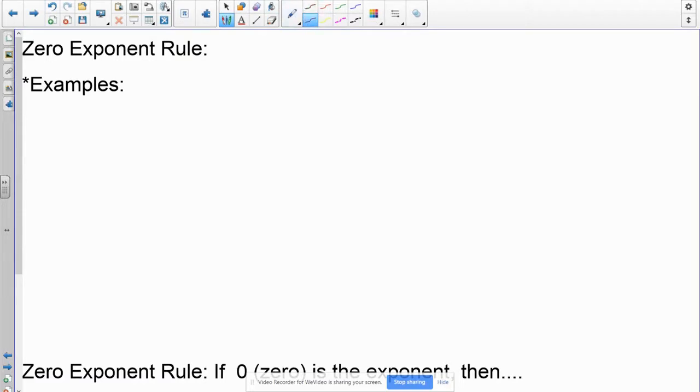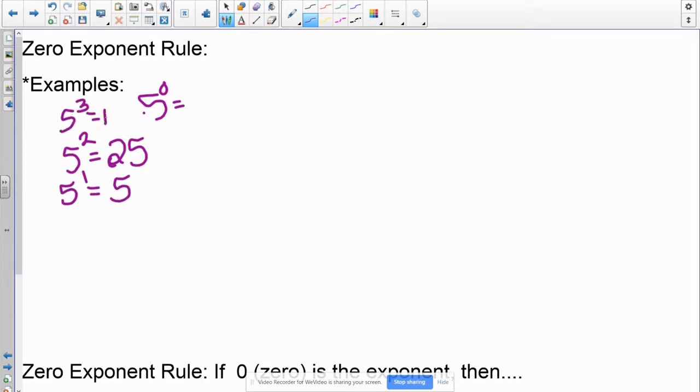Let's say we have 5 to the 0 power. I'm going to show you the pattern in which we get this value, and then I'm going to show you how this always happens. So we're going to start with this pattern of 5 to the 2nd power, which is 25, because 5 times 5 is 25. 5 to the 1st power is 5. And I'm actually going to go back. Let's go 5 to the 3rd power. It's 125.